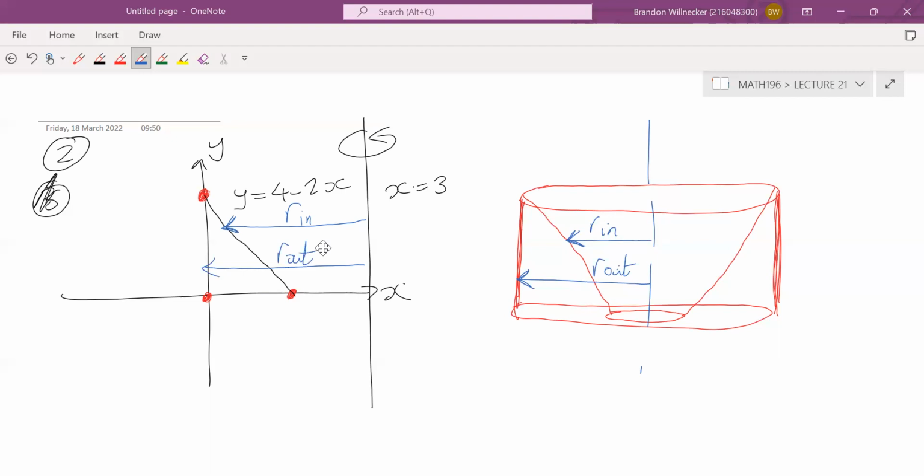Is that part all right? Finding the inner radius and the outer radius? Are there any questions about that?